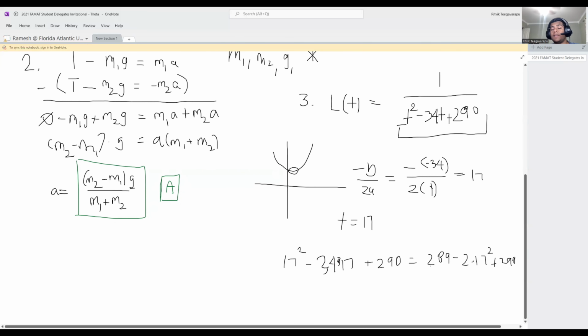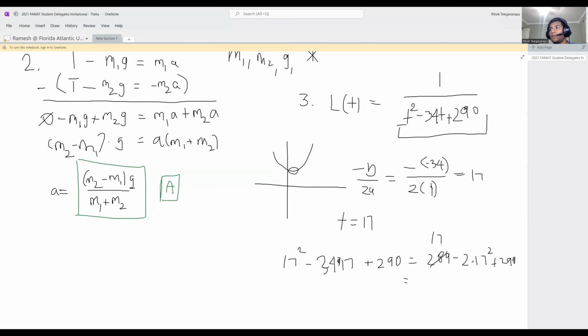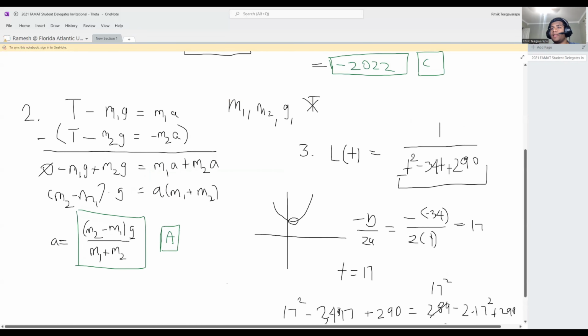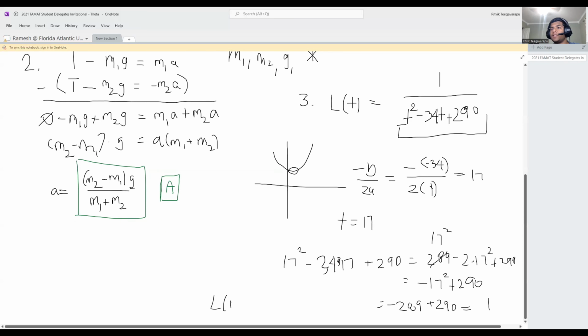Recall that I didn't even need to expand 17 squared. I could have just done 17 squared minus 2 times 17 squared, which is negative 17 squared plus 290. Obviously, the numbers were engineered for this specific purpose, because then we get negative 289 plus 290, which results in 1. So if the bottom evaluates to 1, then we're told that L of 17 is equal to 1 over 1, which gives us 1.